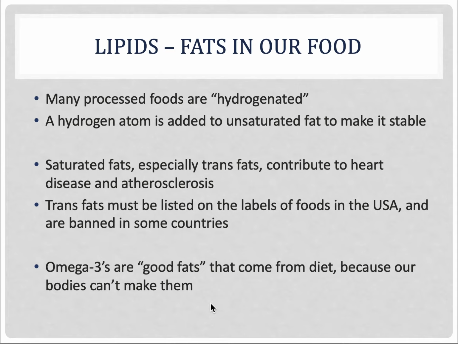So many processed foods that we eat are called hydrogenated, or they have something listed called hydrogenated oil or partially hydrogenated oil. And what these foods do is they chemically add a hydrogen atom to an unsaturated fat to turn it into a saturated fat and make it more stable. Saturated fats, especially trans fats, contribute to heart disease and atherosclerosis, so that is not good.